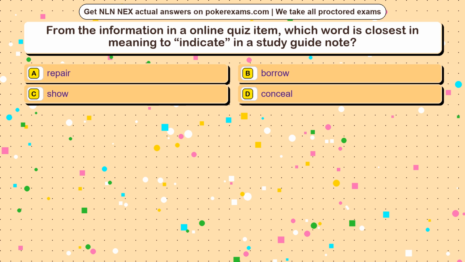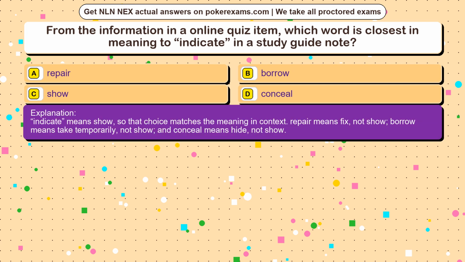The correct answer is option. Indicate means show, so that choice matches the meaning in context. Repair means fix, not show. Borrow means take temporarily, not show. And conceal means hide, not show.